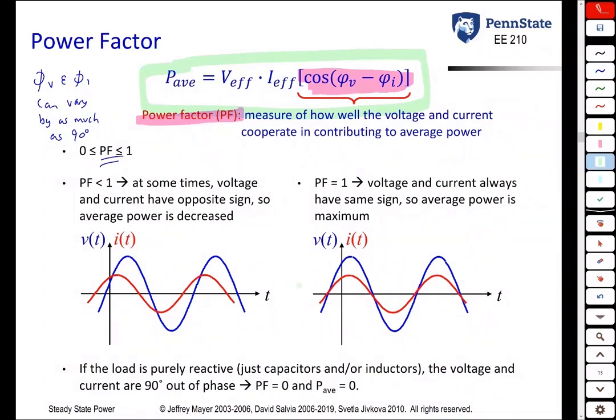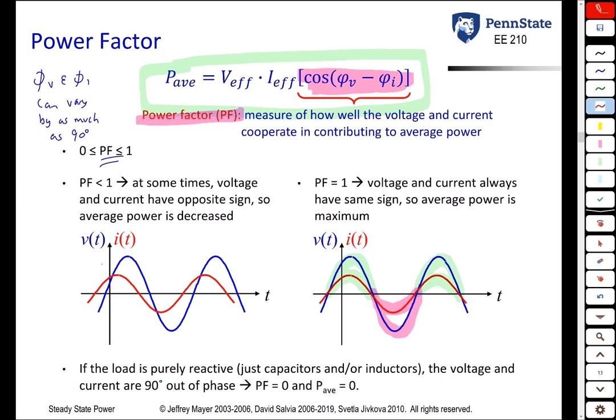So let's see what happens when the power factor is 1. When the power factor is 1, we're saying that the voltage and current are in phase. That means that whenever the voltage is positive, the current is also positive, and whenever the voltage is negative, the current is negative. That means that when you multiply them together, you're always going to get a positive number, so the average power is going to be maximized.